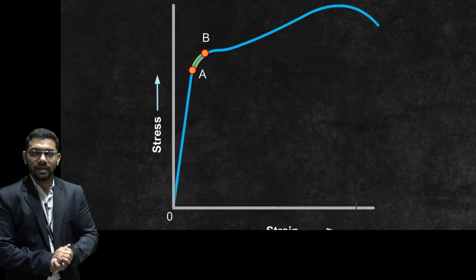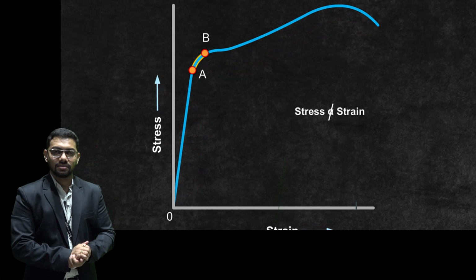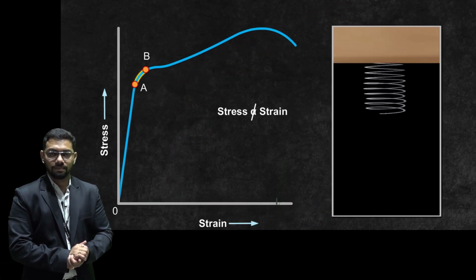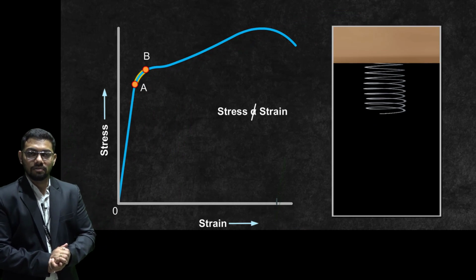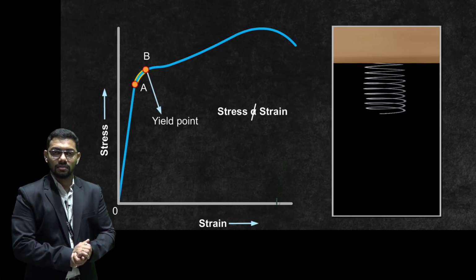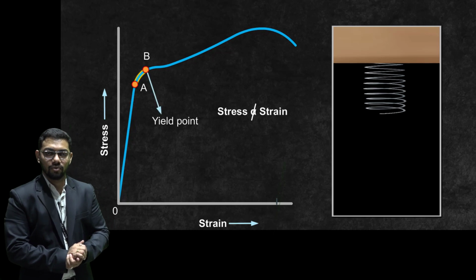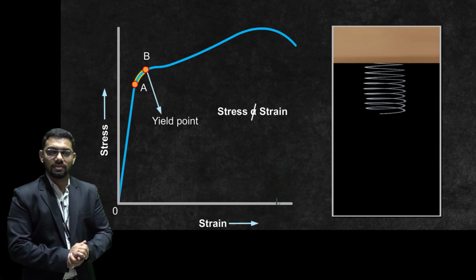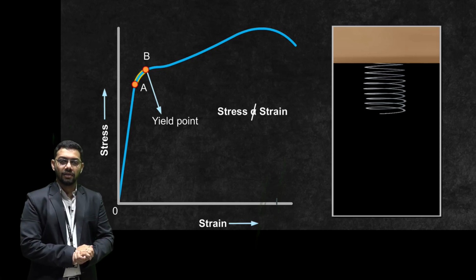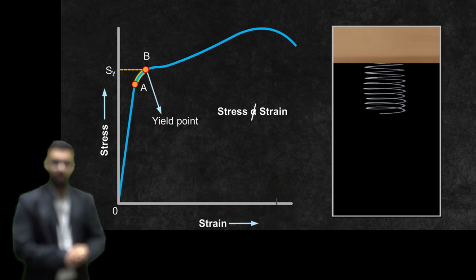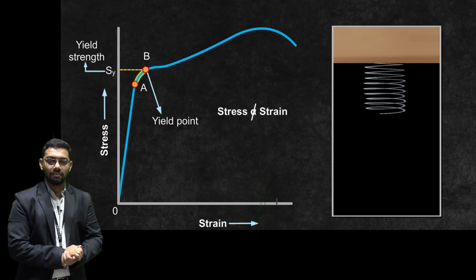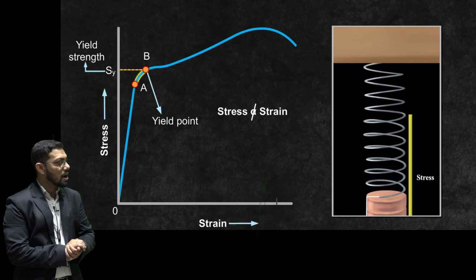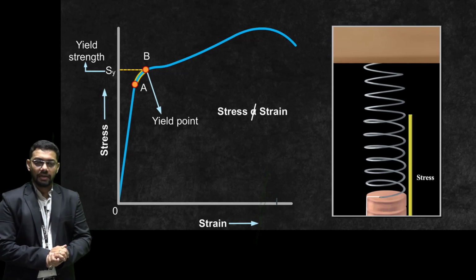In the region A to B, stress and strain are not linearly proportional to each other. In spite of that, the body regains its original dimensions when the load is removed. The point B in the curve is known as the yield point, also known as the elastic limit, and the corresponding stress is known as the yield strength Sy of the material.